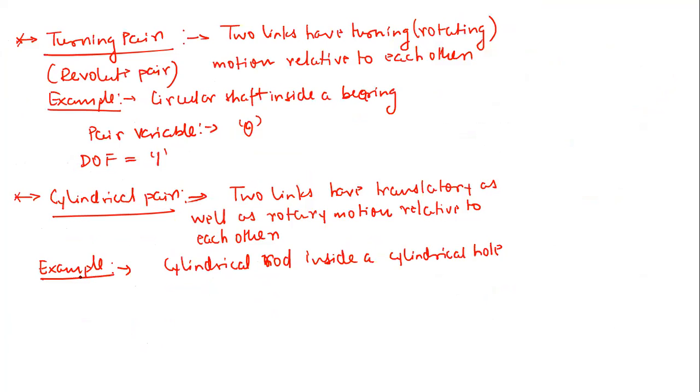So now just tell me how many pair variables are there in this case? Two. So which two pair variables? Delta x and delta theta.